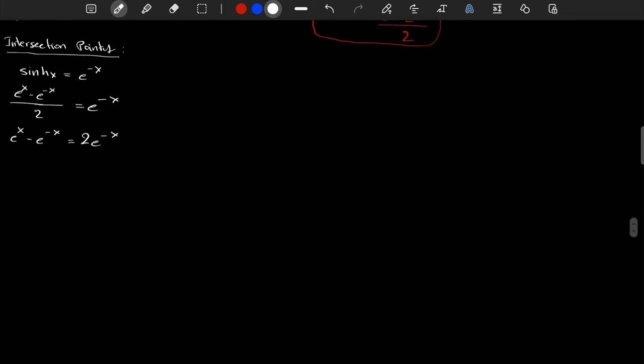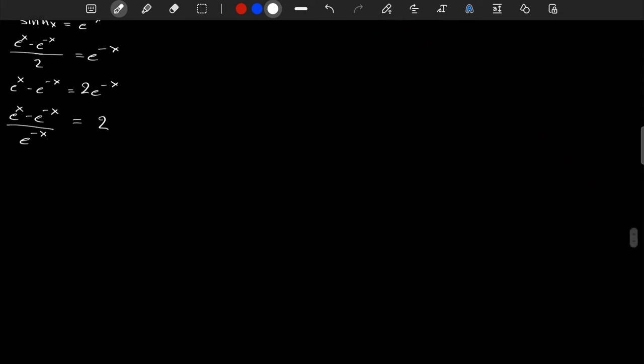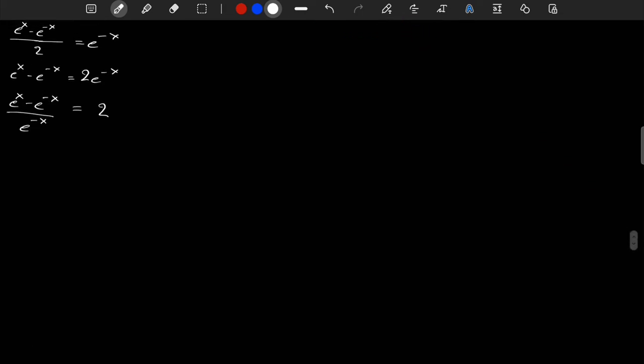Now, let's pretend that we divide by the exponential function. Therefore, we would have e to the x minus e to the negative x equals 2, all divided by e to the negative x. Now you might ask, what do we do now? It's a good question.